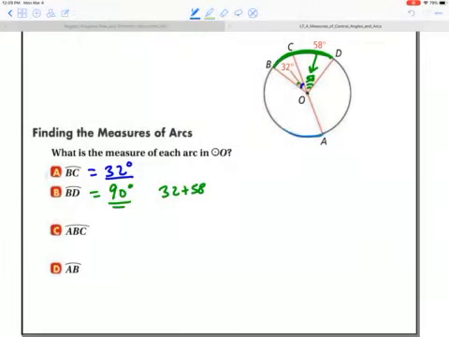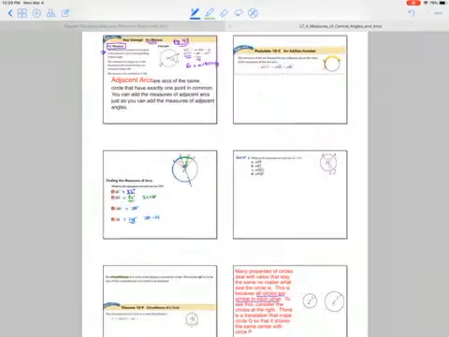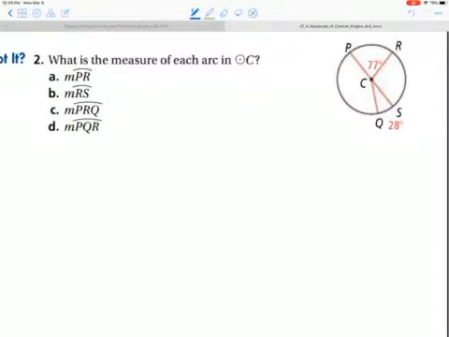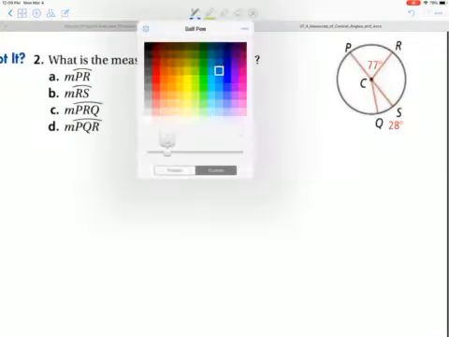ABC means that I'm going from A to C by direction of B. Now, if CA is a diameter, cutting this in half, we can see that ABC is a semicircle, so that's going to be 180 degrees. AB would be my 180, subtract off the 32, so I get 148. Pause the movie, try this one on your own, and press play when you are finished.